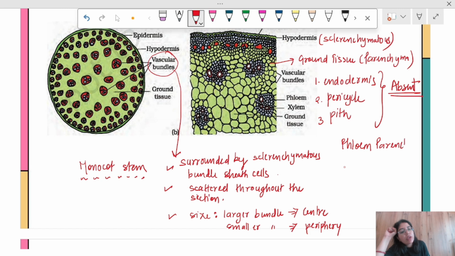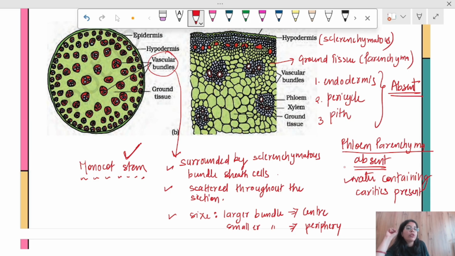Now one more thing is mentioned in NCERT, that phloem parenchyma, when you will see the vascular bundle, phloem parenchyma is absent in the monocot stem. Okay, and you have water containing cavities in the monocot stem. Water containing cavities, they are present. These are the things you have to learn to solve questions.